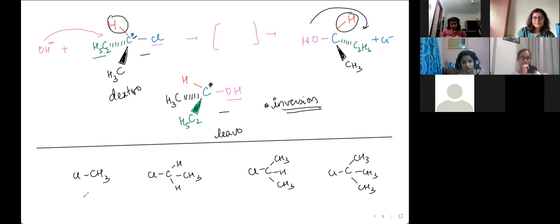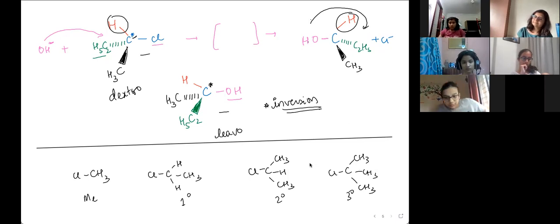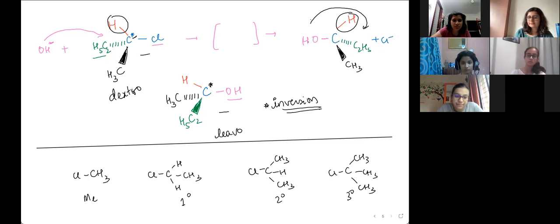So out of this, methyl versus primary versus secondary versus tertiary, in which case do you think will SN2 happen very easily? Methyl. Okay, I want answers from all of you. Sia is saying methyl. And what will happen? Yeah, Adit, what were you asking? Could you repeat the question? Yeah, out of these four, methyl, primary, secondary, tertiary, in which case is SN2 going to happen most easily?